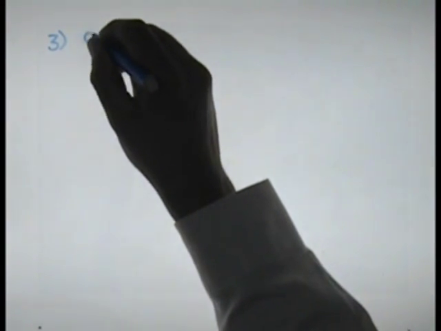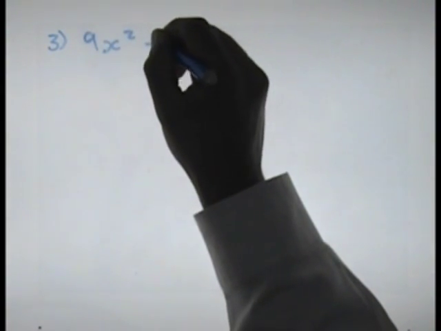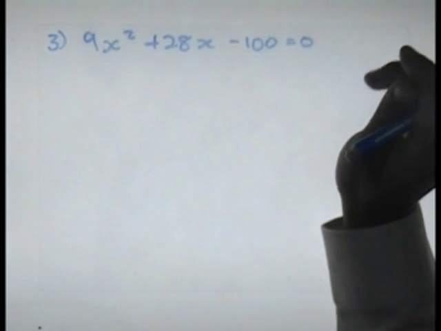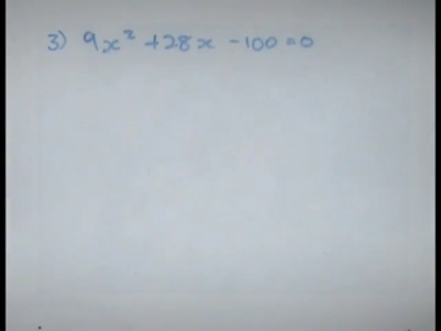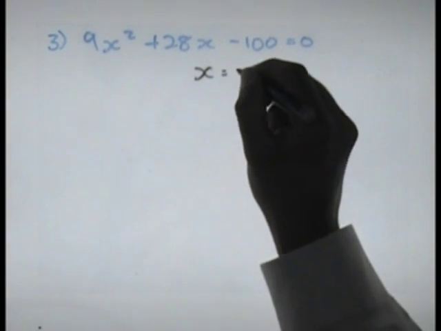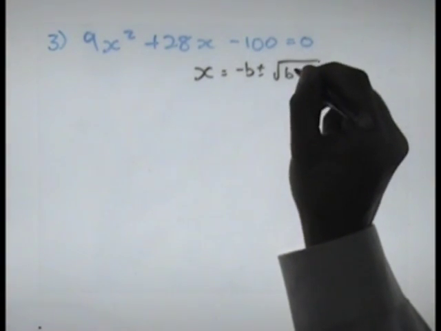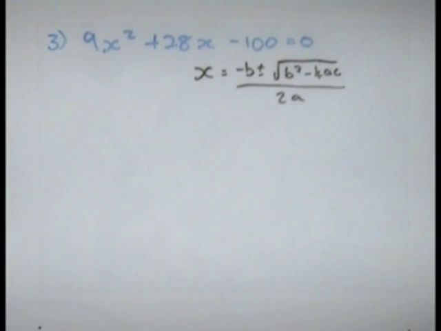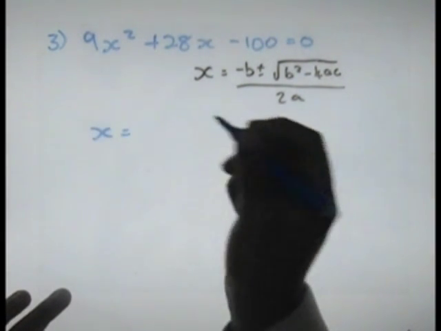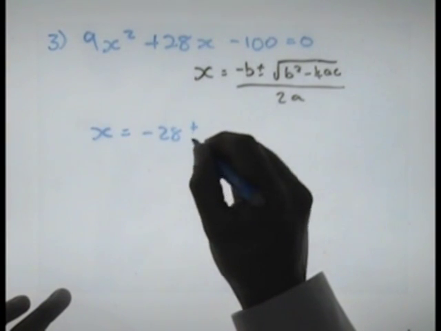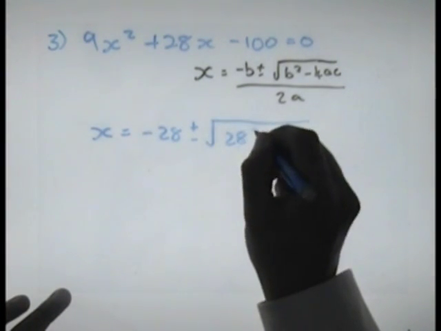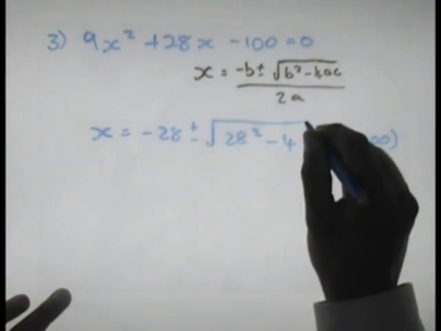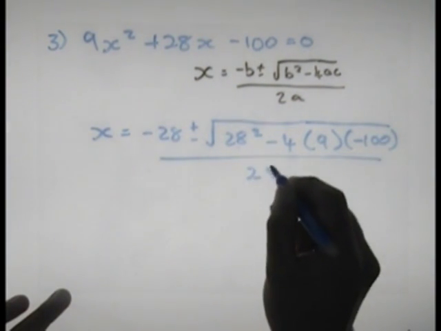The third one I gave you to do read 9x squared plus 28x minus 100 is equal to 0. We're using the formula x is equal to minus b plus or minus the square root of b squared minus 4ac, all of that divided by 2a. Which means that in this case, x is going to equal negative 28 plus or minus the square root of 28 squared minus 4ac. Remember, c is negative 100, over 2a, which is 2 times 9.